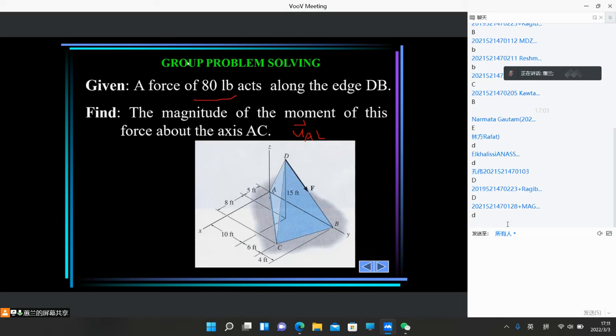So the point is to find the force F in vector form. How to find the unit vector? I would like to invite one student to tell us.